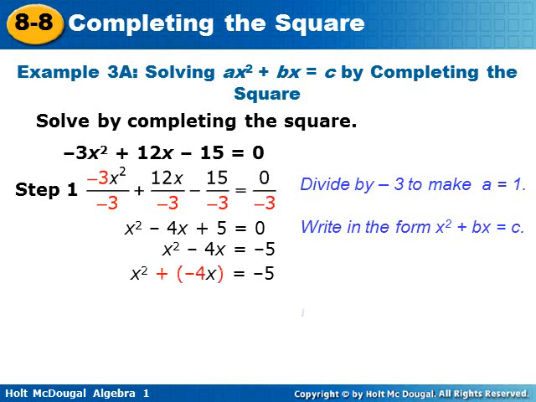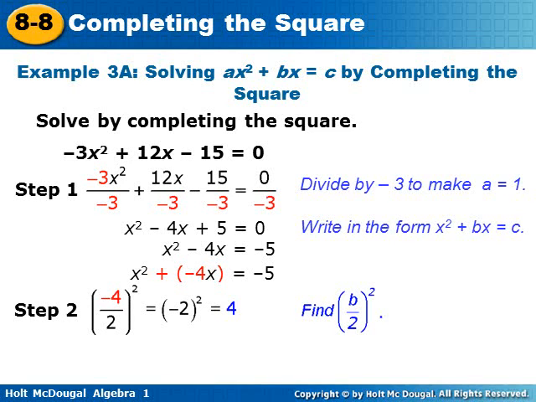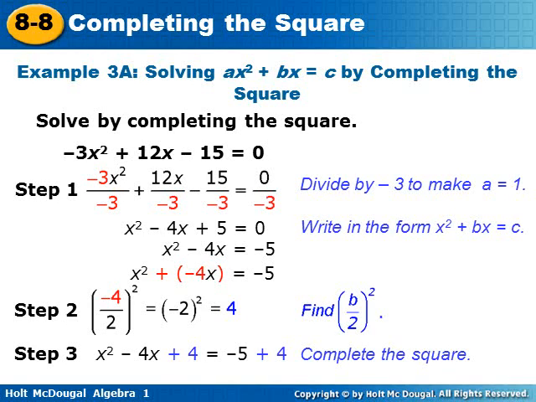Now we're going to find b divided by 2 squared. So b is negative 4, divided by 2 is negative 2, squared is 4, and we're going to complete the square by adding that to both sides. So we get x squared minus 4x plus 4 equals negative 5 plus 4. We formed a perfect square trinomial on the left-hand side on purpose, and then we have to add to the other side as well.